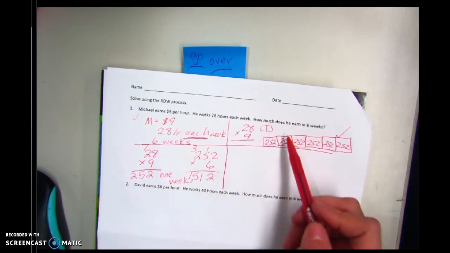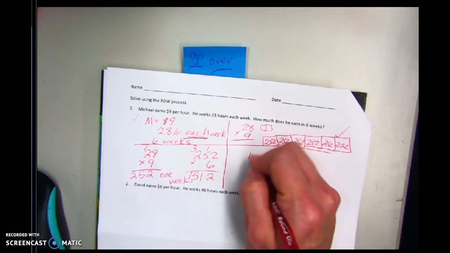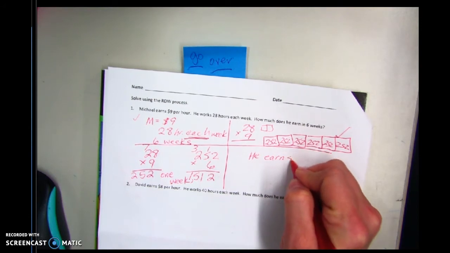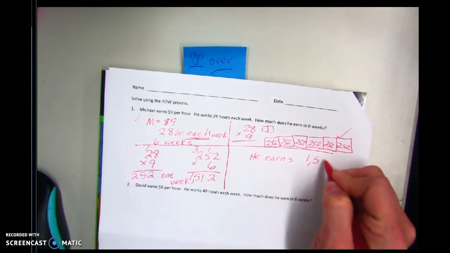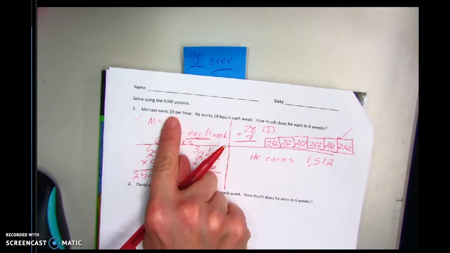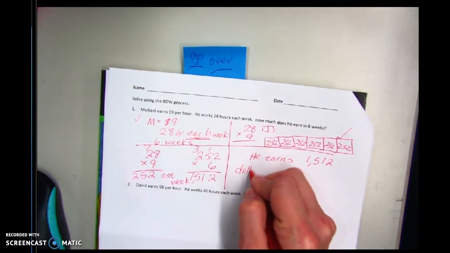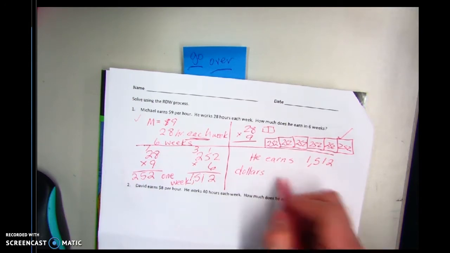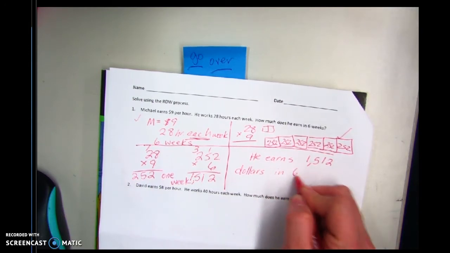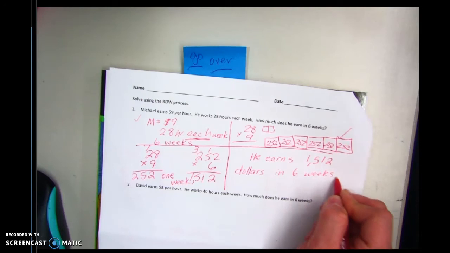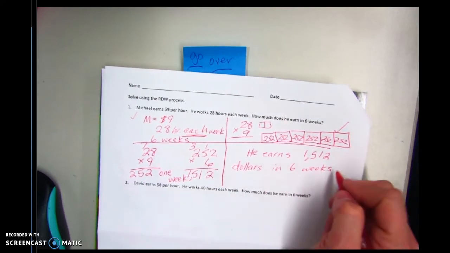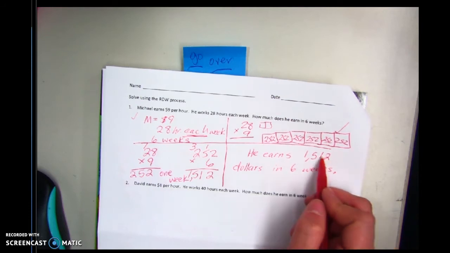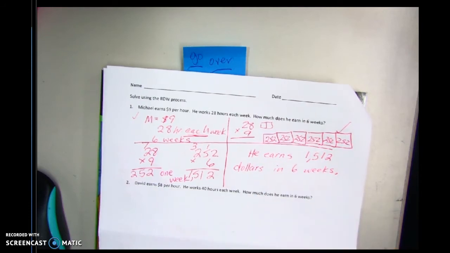How much does he earn in 6 weeks? He earns $1,512. Could I put the dollar sign symbol before the number? Yes, that's fine with me too. Dollars in 6 weeks. Your statement may be a little bit different. The main things that I'm looking for is, did you have a capital letter? Do you have end punctuation? And did you label your answer correctly?